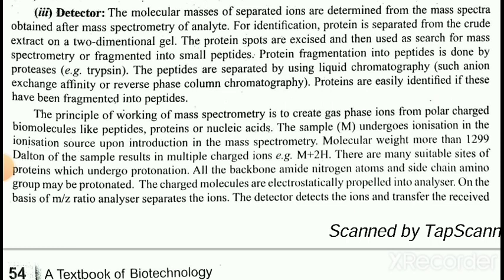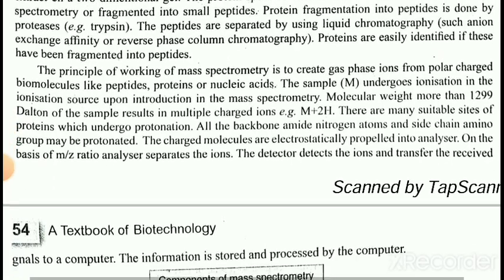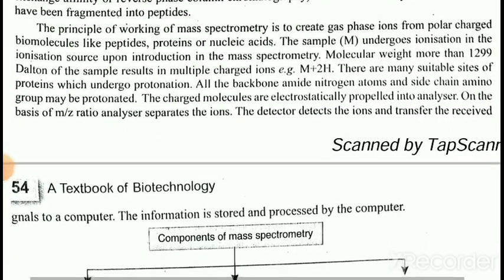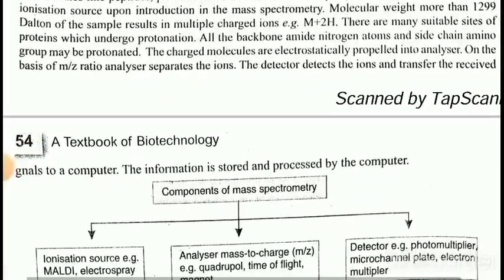The charged molecules are electrostatically propelled into the analyzer. On the basis of m/z ratio, the analyzer separates the ions. The detector detects the ions and transfers the received signals to a computer. The information is stored and processed by the computer. See figure 3.8. The molecules to be examined should be in the form of gaseous ions.